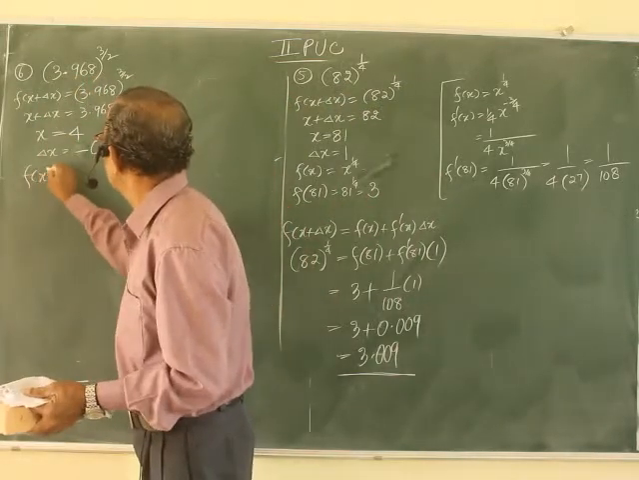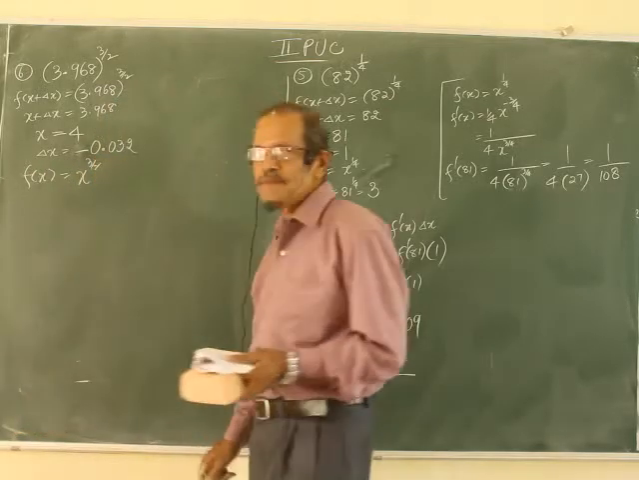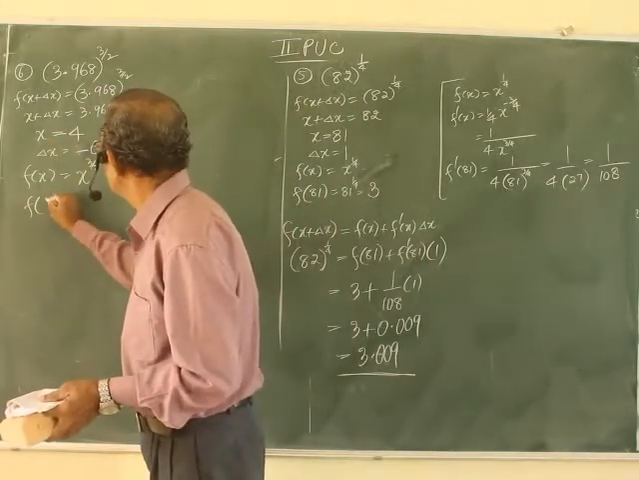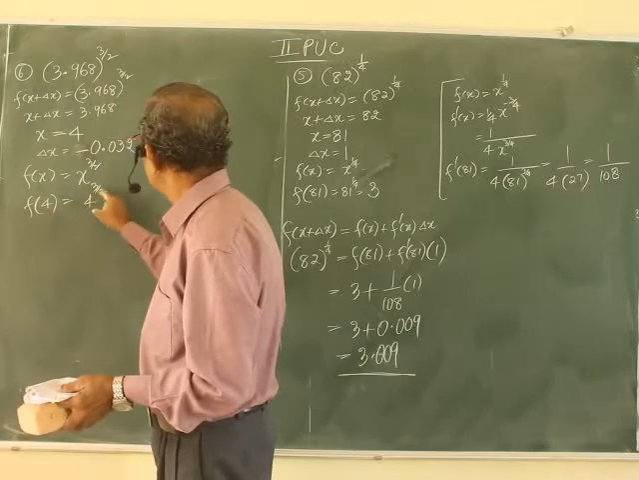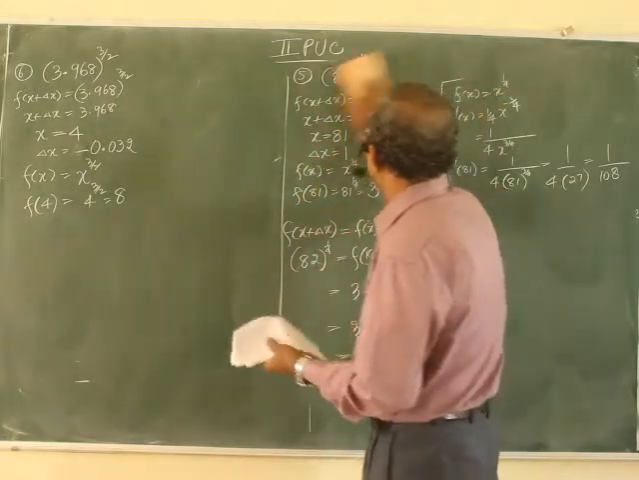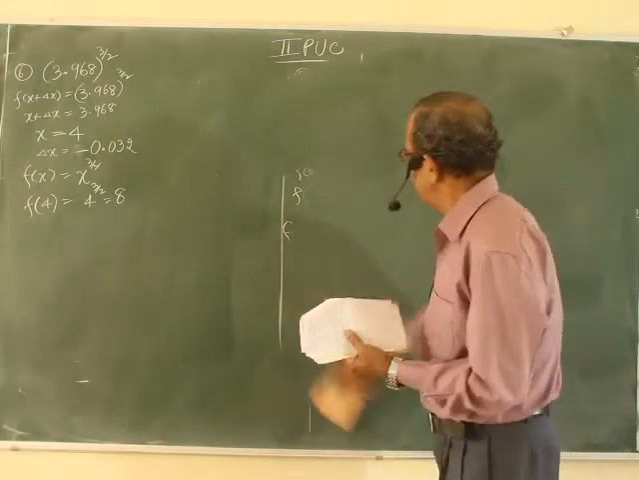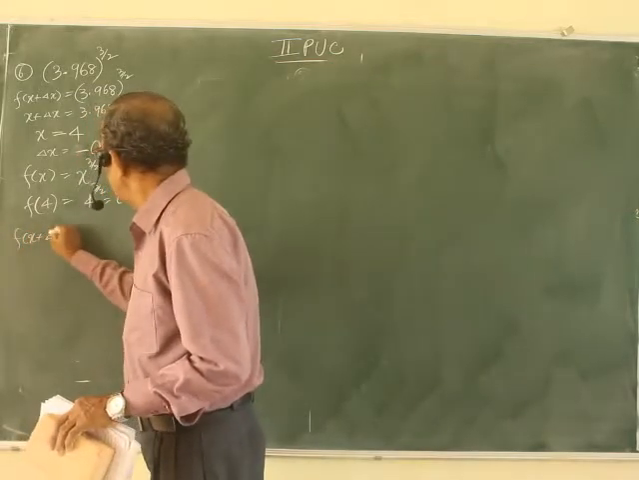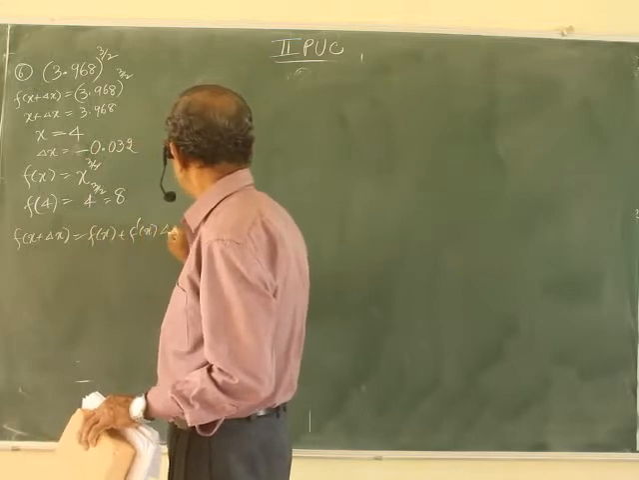F of x is x to the power 3 by 2. F of 4 is, because x is 4, 4 to the power 3 by 2. Square root of 4 first, cube, 8. Enough. F dash let us calculate later. Write the formula. Fill up the values. Continue. F of x plus delta x equal to f of x plus f dash of x into delta x.